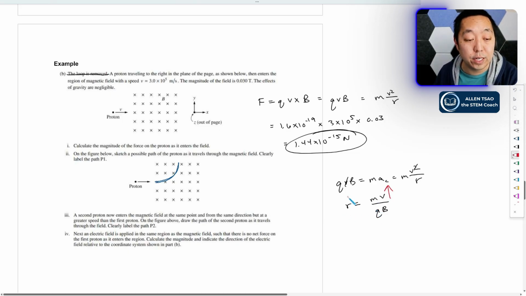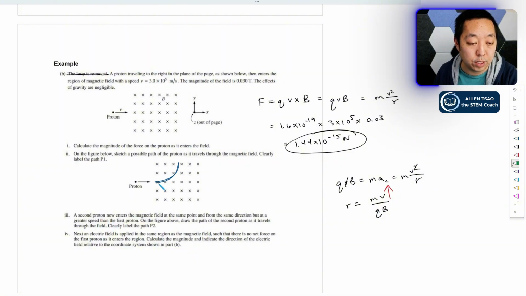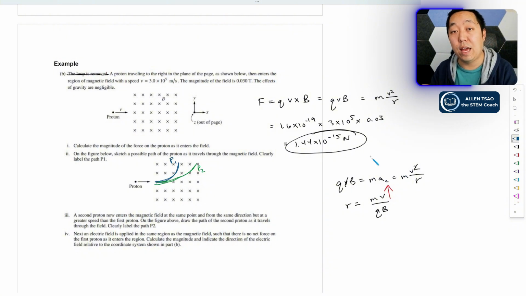the radius of the path will increase. So it's going to have a larger radius, something like this. This would be path 2, P2. You can see that we got this from our F net equals ma, just recognizing it's going to be centripetal acceleration.